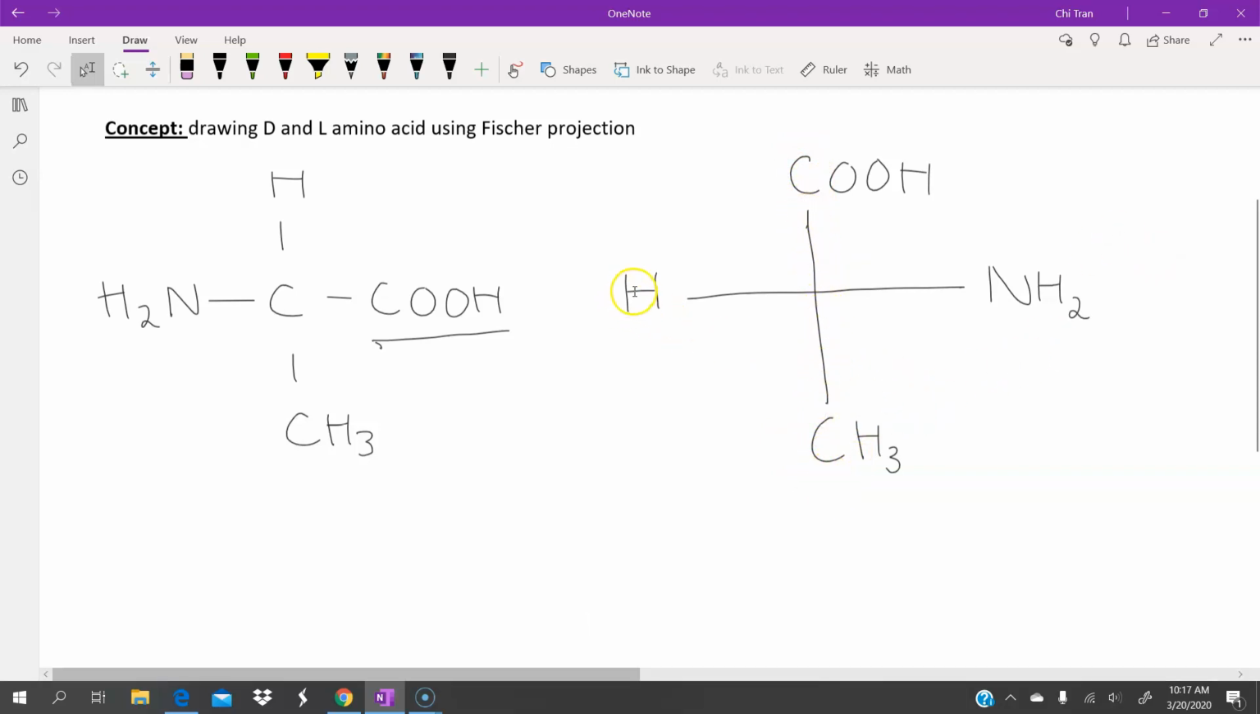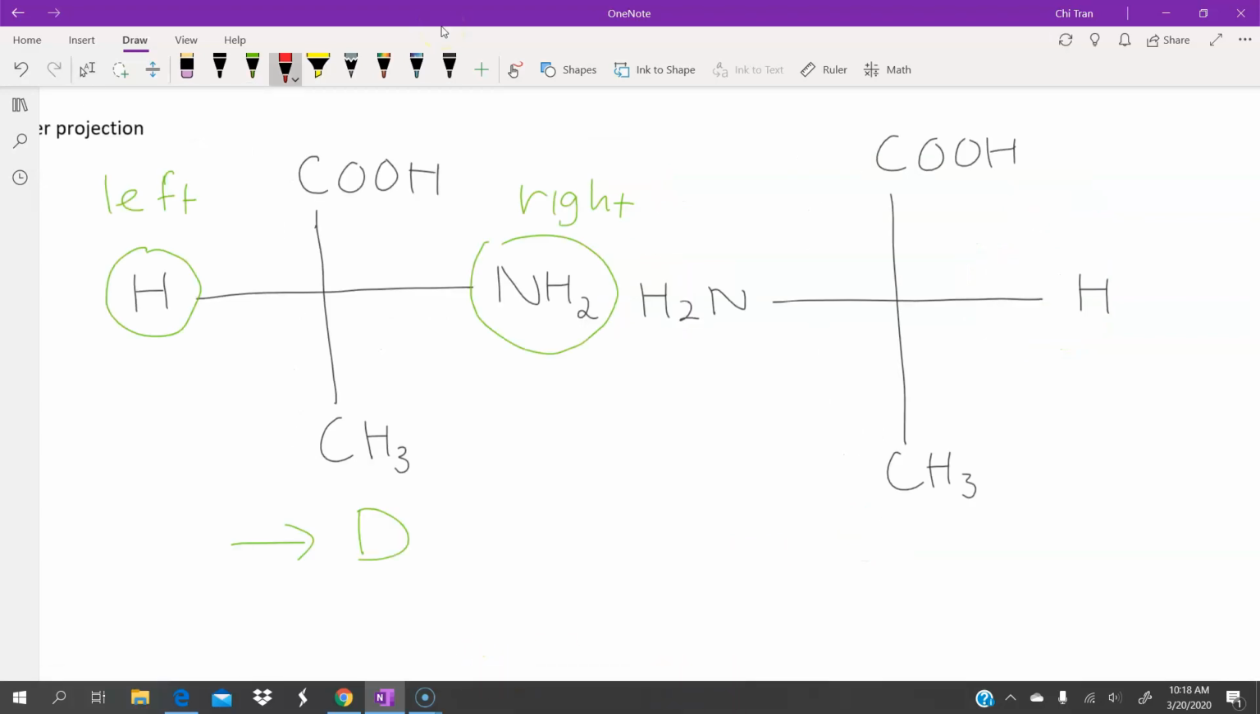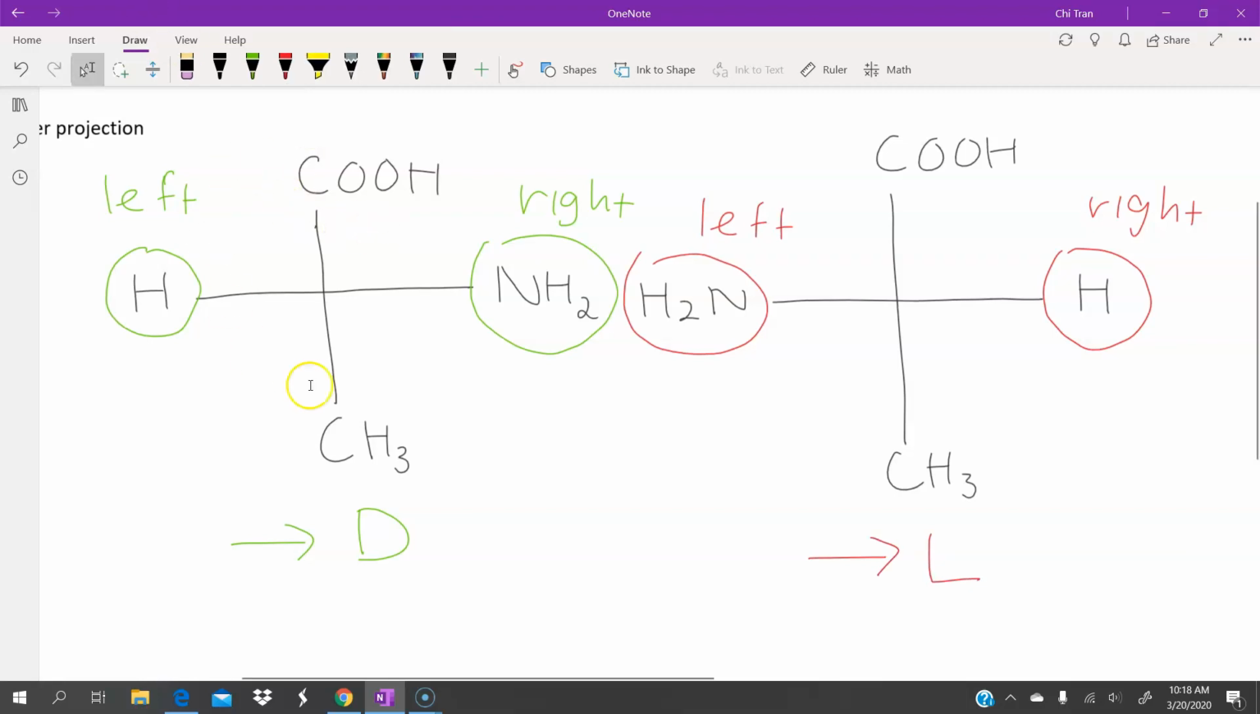And so depending on the position of our amine group or the position of the hydrogen, we can determine whether this is a D or L amino acid. So if we have the amine group to the right and hydrogen to the left, this is a D amino acid, or D-alanine in this example. And if we were to have the opposite, where the hydrogen is on the right and the amine group is on the left, then we would have an L amino acid. And you can see how these two are exact mirror images of each other.